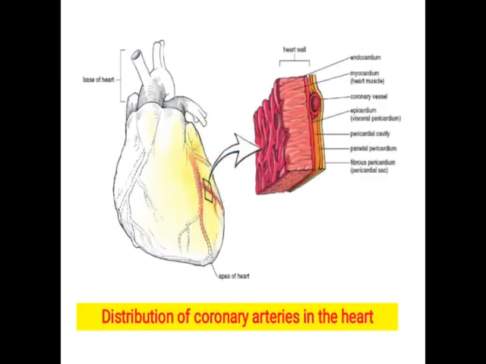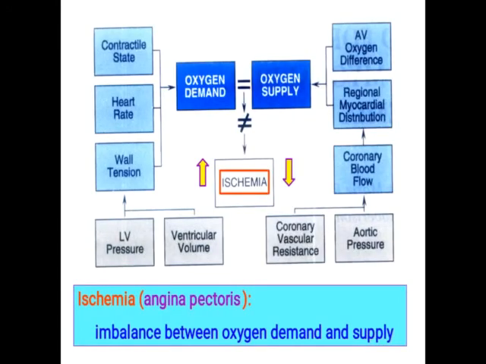So if the oxygen demand of the heart and the oxygen supply to the heart are equal, or managed, there is no problem. But what happens if, due to some condition, the oxygen demand is not met by a sufficient amount of oxygen, or there is no sufficient oxygen supply to the heart? This results in ischemia. There must be a sufficient supply of oxygen according to the demand of the heart.